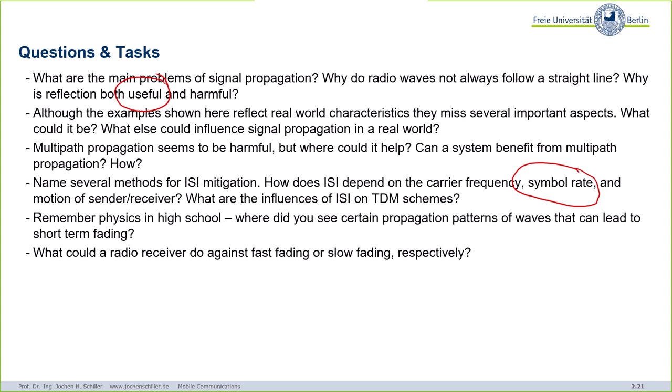So the problem is, the higher your data rate is, for example, as we will see when you come to modulation, you put 4 bits in a symbol or 2 bits in a symbol. The higher your data rate is, the more symbols per second you have to transmit. Or if you're talking about bits, we transmit more bits per second. But the closer the symbols are to each other.